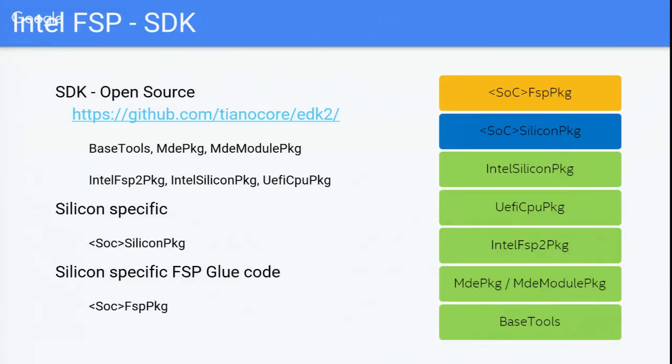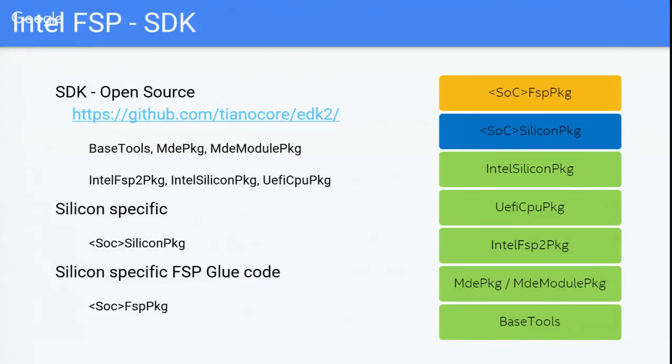And the Intel FSP2 package is where the FSP implementations are, and this FSP2 package is the new one for FSP 2.0. For the 1.x, there is an Intel FSP package. Both are there. In this case, we're talking about FSP 2.0, so we just listed the FSP 2.0 SDK, what you need to build FSP.